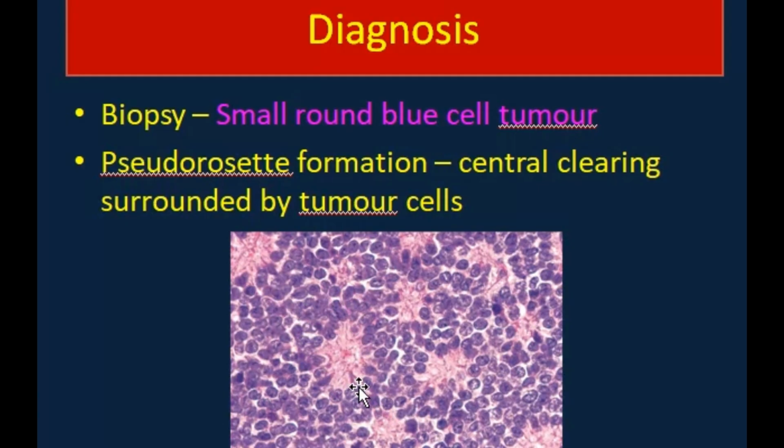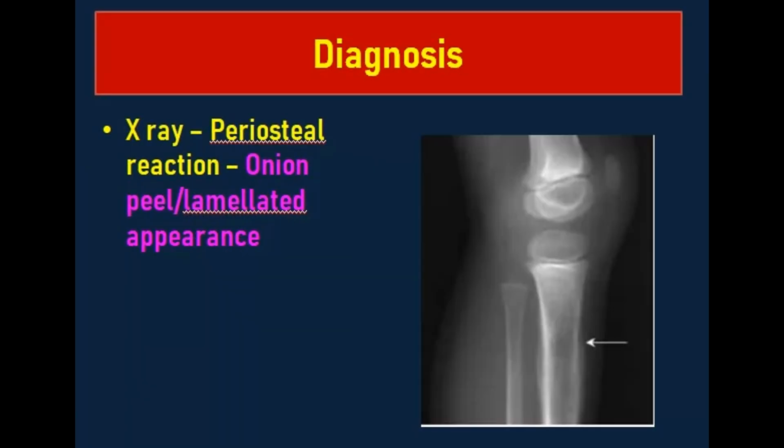And there is also a pseudo rosette formation. Now, pseudo rosette means that there is a central clearing surrounded by tumor cells, as you can see over here. The central part will be cleared, and the surrounding part will have tumor cells, and this entire thing is called a pseudo rosette. So, that is what we see in an Ewing sarcoma.